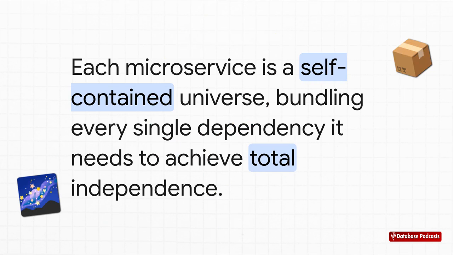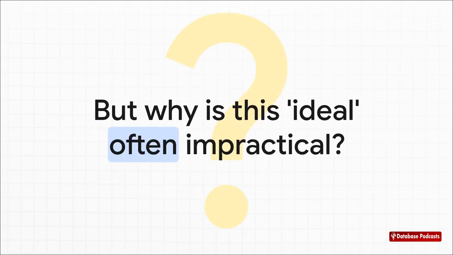You know, in a perfect world, this would be so easy. Each microservice would be its own little self-contained universe, packing everything it needs inside itself. We're talking its code, its configuration, even its own private database. Just total independence. Sounds amazing, doesn't it? But of course, like a lot of ideals, this one kind of smacks right into reality. So why is this dream of total independence often just not practical? And in a lot of cases, why is it just plain wasteful?